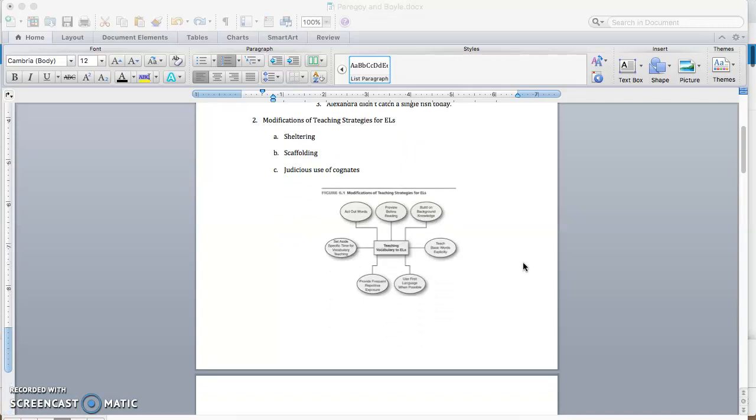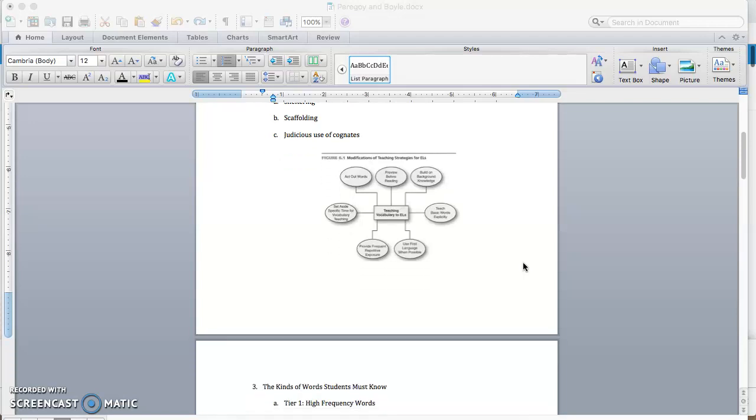Some of the modifications that they had for English learners, they talked about sheltering, scaffolding, and judicious use of cognates. These are all very important to help support our students as they continue to develop their English language proficiency, and then also just developing their vocabulary word bank.